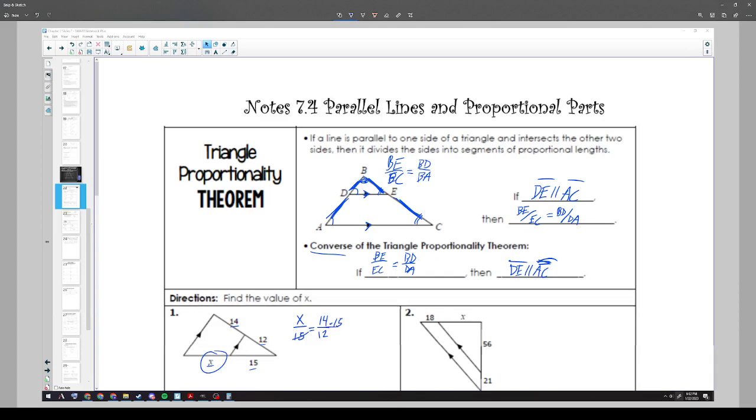Now, rather than multiplying 14 times 15 and then dividing by 12, I find it a lot easier to act like we're just simplifying a fraction. So I see that 15 and 12 are divisible by 3, and I can simplify that to 5/4. And I see 14 over 4 simplifies to 7/2. And now nothing else simplifies, so that means my x value is 35 over 2. So that's going to be what I get for x.